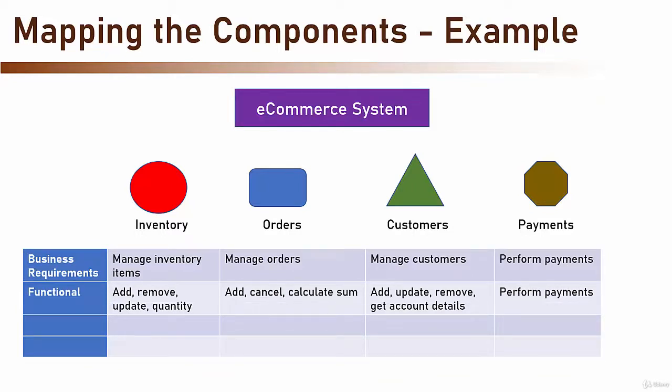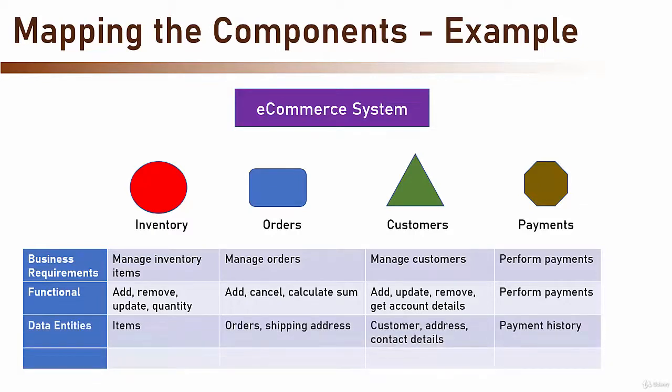Next is the functional autonomy factor. Well, since we already established the services have their own business requirements, it's quite easy to determine that each one of them is autonomous functionality-wise. So the inventory service has a functionality to add, remove, update, and change the quantity of items in the inventory. The orders service can add and cancel orders, and also calculate the total price of an order. The customer's service enables adding, updating, removing, and retrieving customers' details, and the payment service, again, unsurprisingly, performs the payments. So as you can see, the functionality is well defined, and the various methods are autonomous and do not rely on other services.